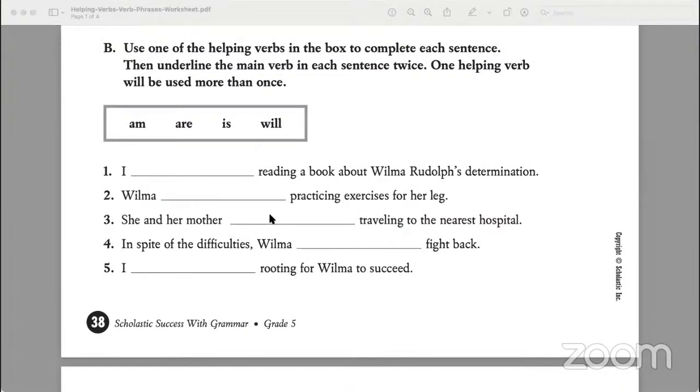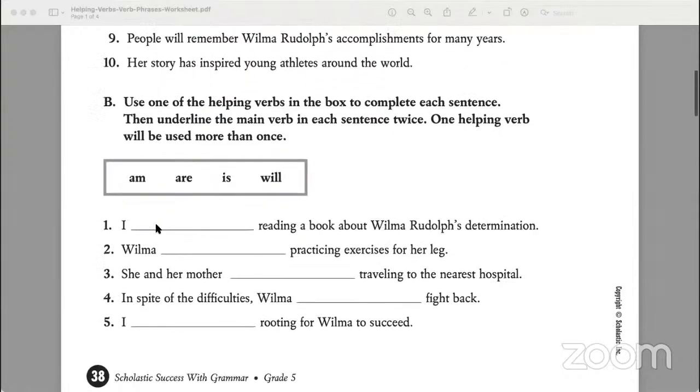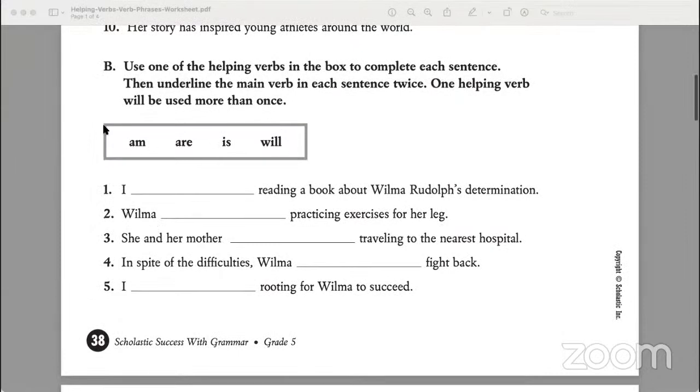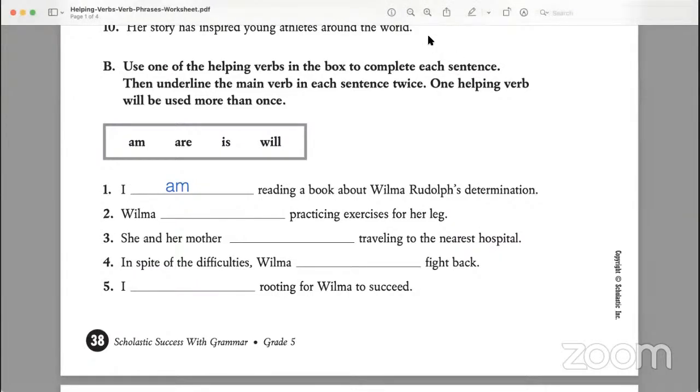So you need to use these words to fill in these gaps. So I'm just going to double check they're not the same. You need to use one of these words from the box inside. So is it going to be I am reading a book, or is it be I are reading a book? I is reading a book, or I will reading a book? Which one of these words is suitable to complete the sentence? Good. I am reading a book about Wilma Rudolph's determination.